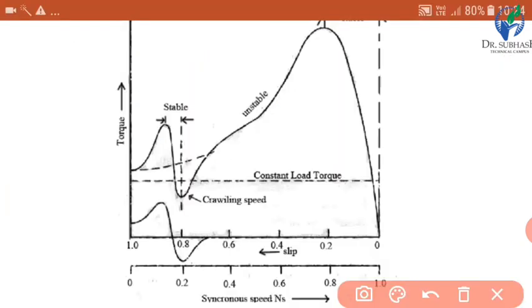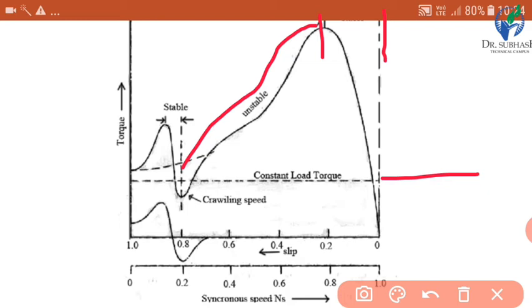Now this is the graph of torque versus slip, the torque-slip characteristics and torque-speed characteristics. Here we can say that in this region there is a stable region. It means in the stable region the slip is near to 0 and the speed is near to synchronous speed. And this region is known as the unstable region. It means the motor will not work in this region. Here we can see this dotted line is a constant torque line.